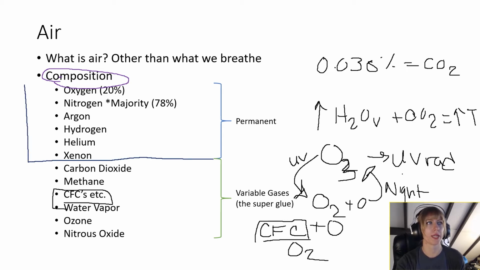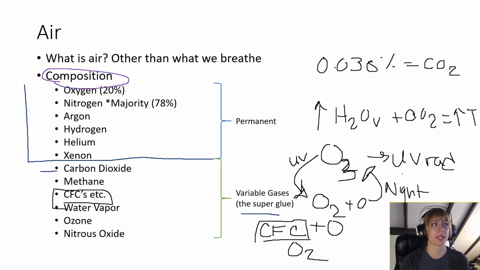So our permanent is oxygen at 20%, nitrogen, which is the majority at 78. I know, who knew? We breathe predominantly nitrogen. Argon, hydrogen, helium, and xenon. Xenon, yes. And then we have our variable gases, or the superglue.